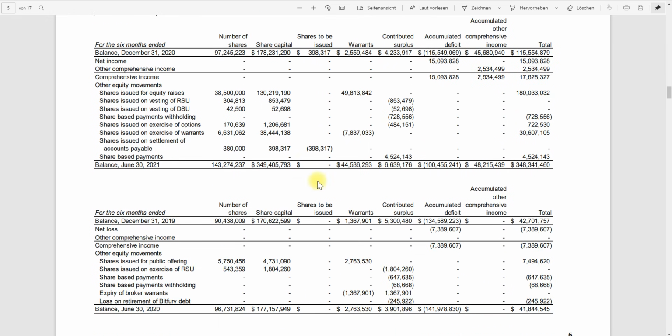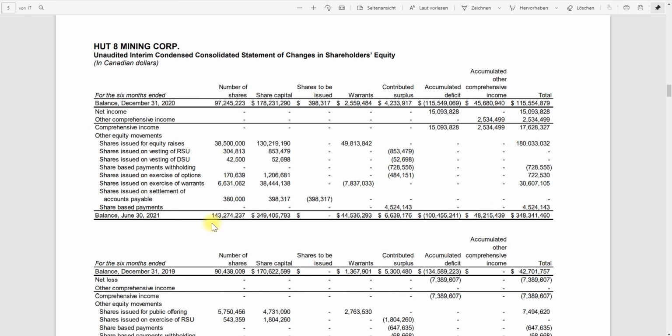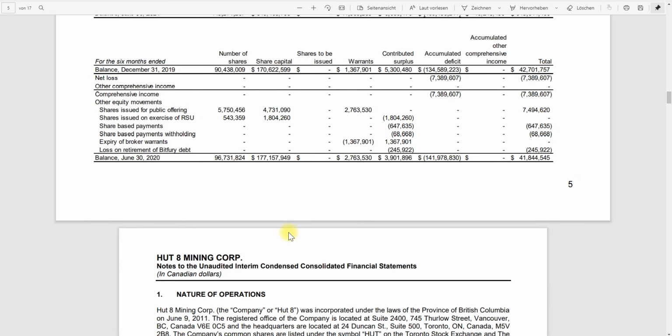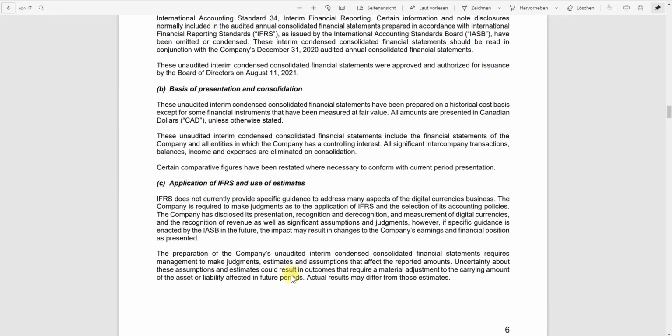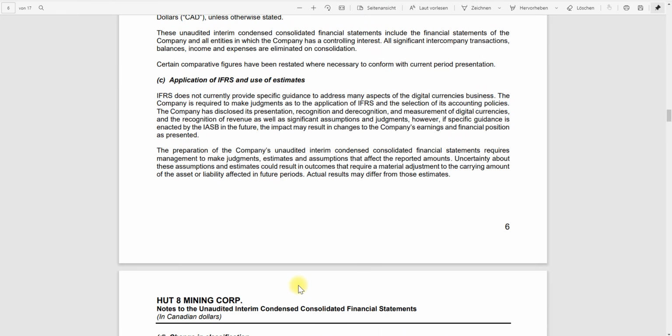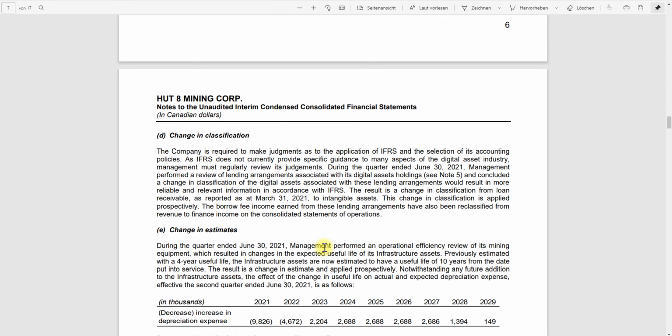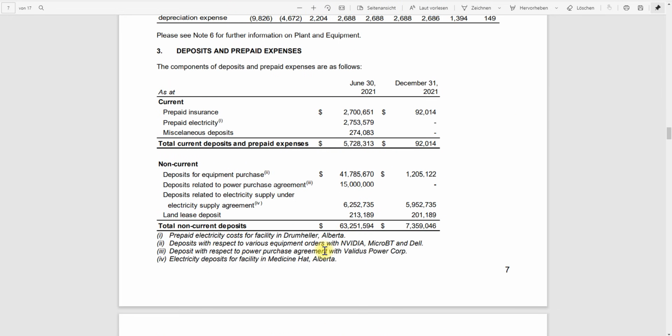Yes, so they diluted the shares from approximately 100 million to 143 million here. We had this big capital raise, but on the other side, Hut 8 is now in a position to build this new facility, these 100 megawatts in Alberta. So they will have 200 megawatts somewhere in 2022. They will get a lot of new miners, and the goal is to have 6 exahash operational in mid-2022. So yeah, they need a lot of cash. I mean, Bitfarms also has a new ATM program to raise 500 million US dollars. So yeah, the miners, they need cash for sure.